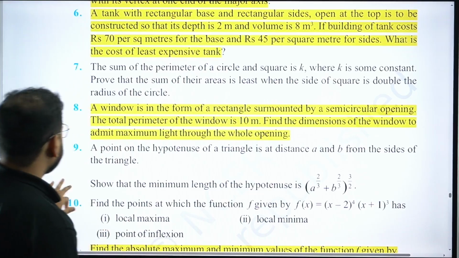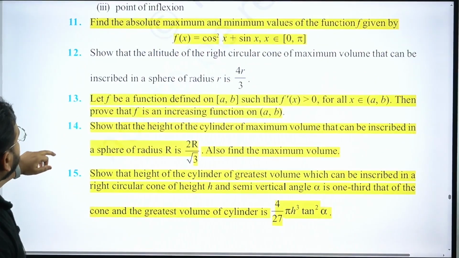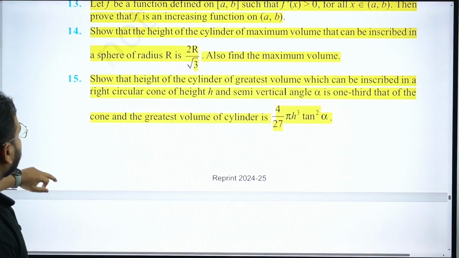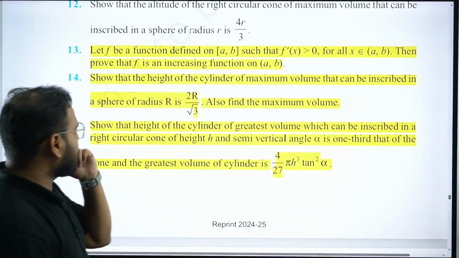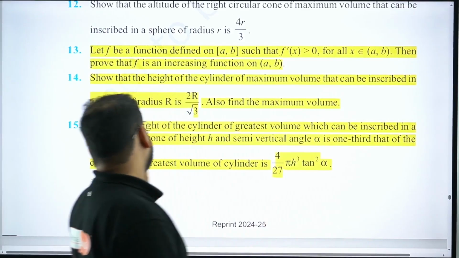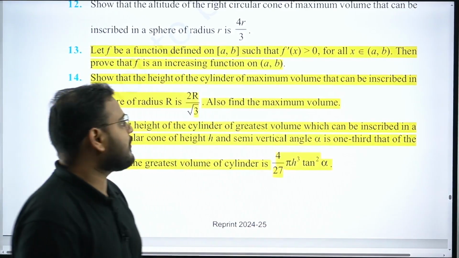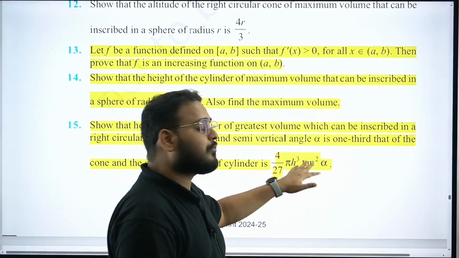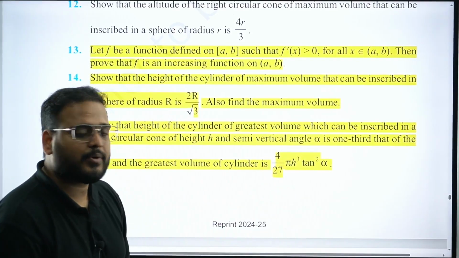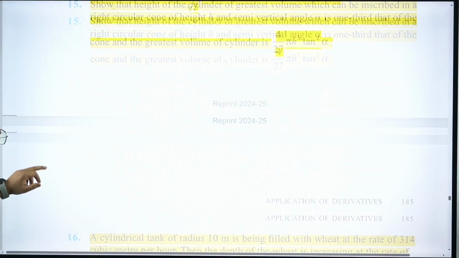So question number 8. Okay, question number 11, question number 13, 14 and 15. Okay, this is also a very good question. Question number 15 is also pretty good. Show that the height of the cylinder of greatest volume which can be inscribed in a right circular cone of height h and semi-vertical angle alpha is 1/3 of that of the cone, and the greatest volume of the cylinder will be this. So we have to find the volume of the cylinder and maximize it. Chaliye, 15th is done.